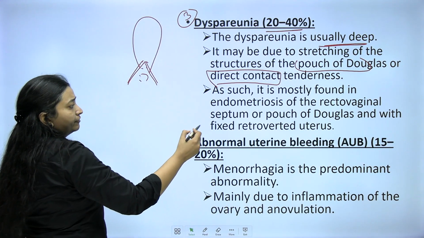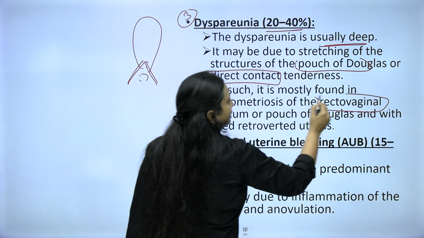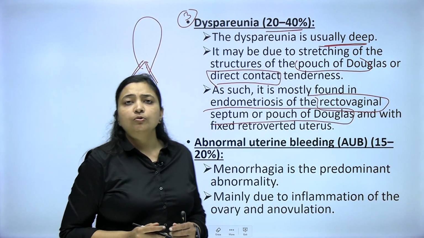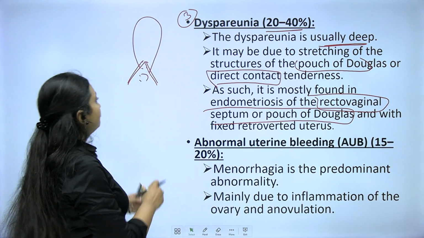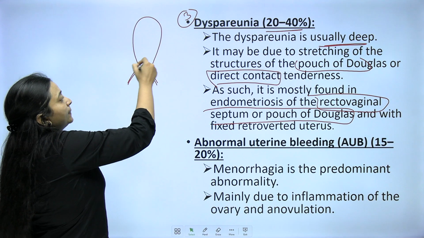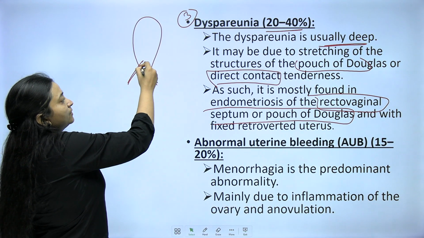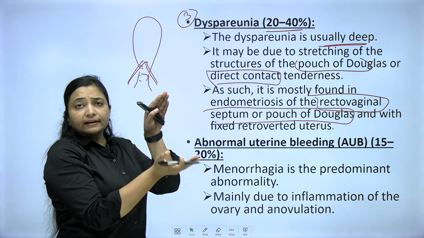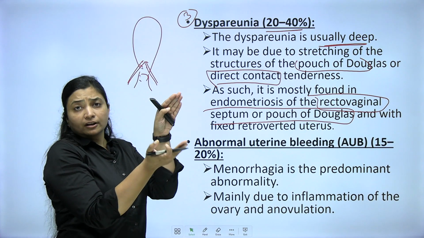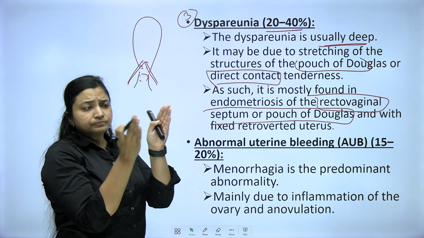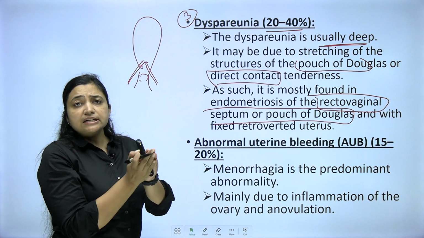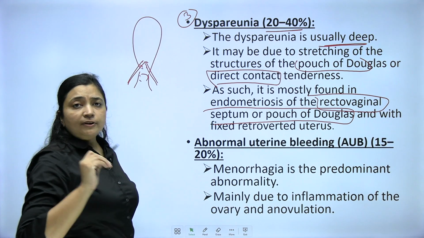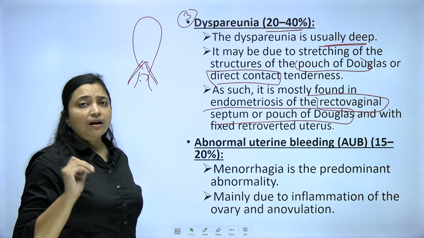As such, it is mostly found in the endometriosis of the rectovaginal septum or POD, and with a fixed retroverted uterus. What do we understand by that? If you think about it logically, if the implants of endometriosis are on the posterior surface between the uterosacral ligaments and in your POD, the uterus will go back and the rectum, vagina and the posterior surface will come, make adhesions, and they will be fixed retroverted uterus. So in such cases, coitus is definitely painful. So I finish off with dysmenorrhea, dyspareunia and infertility.